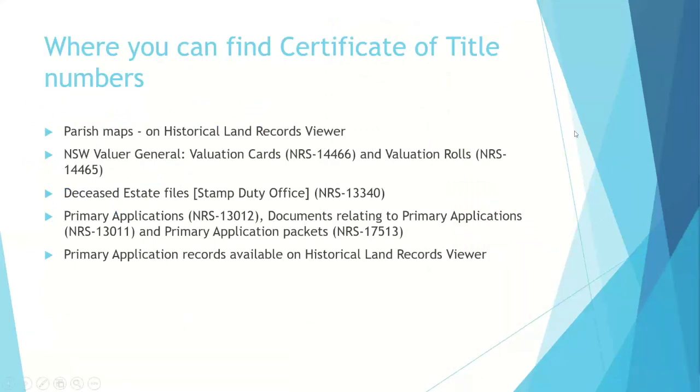So just a reminder, where can you find certificate of title numbers? You can find them on parish maps on Historical Land Record Viewer. You can find them in the valuation records created by the New South Wales Valuer General from circa 1916 onwards. You can find them in deceased estate files from the 1880s to the 1950s. And you can find them on primary application records, both here at State Library and on the Historical Land Record Viewer.